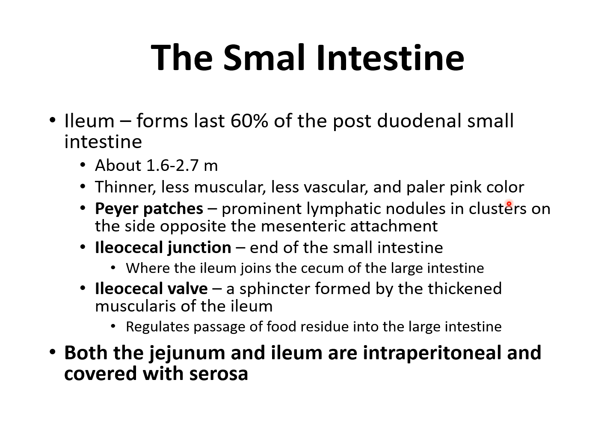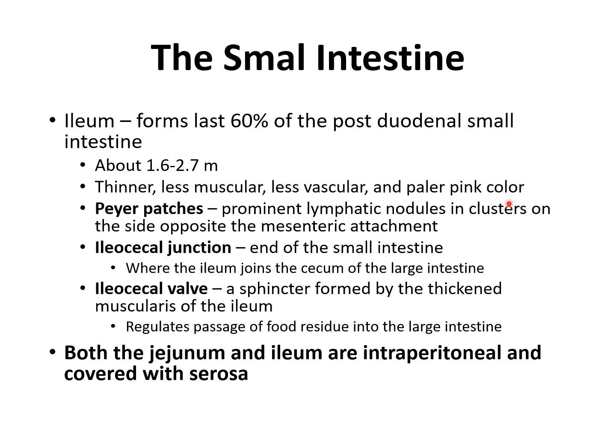And as mentioned in the lymphatic system, we're also going to start to find what are called Peyer's patches. These are those prominent lymphatic nodules that we will find occurring in clusters that are on the opposite of where the mesentery attaches to the intestine.